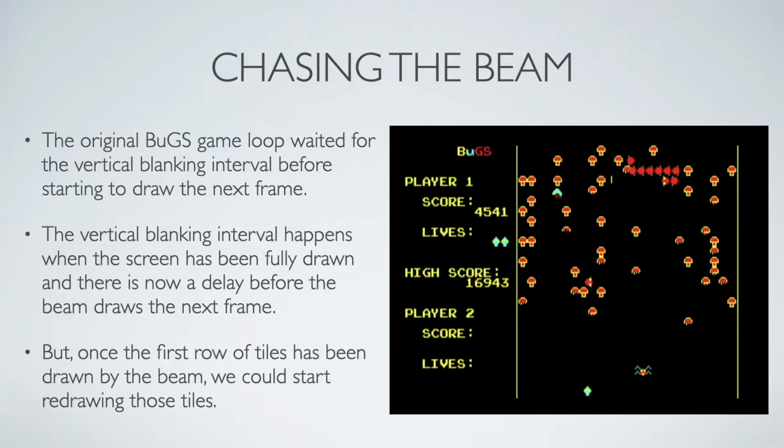Once the beam has finished drawing the first 8 scan lines on the screen, however, BuGS could redraw any of the 25 tiles on the top row. Similarly, for the 16th scan line and the next row of tiles. That is the key optimization here.